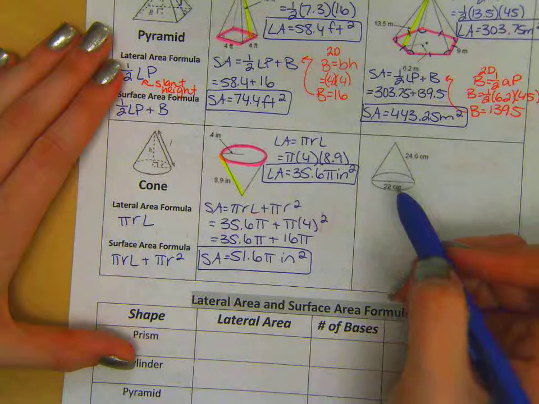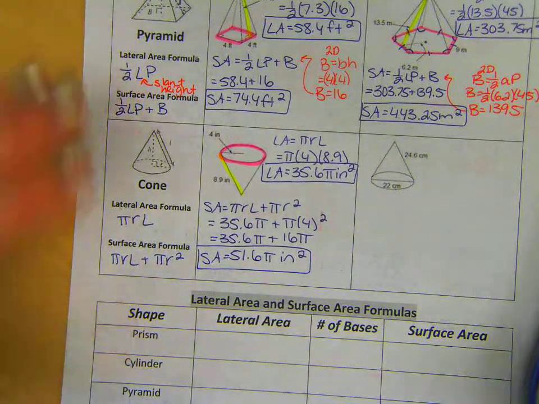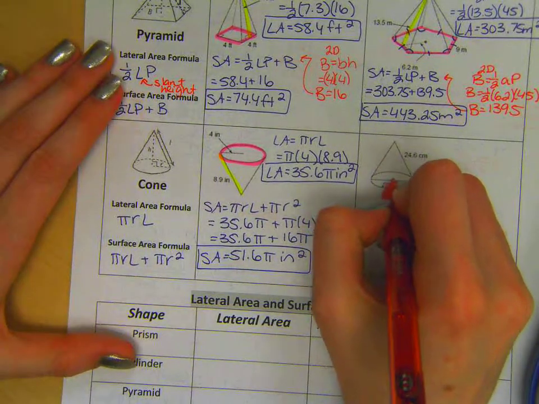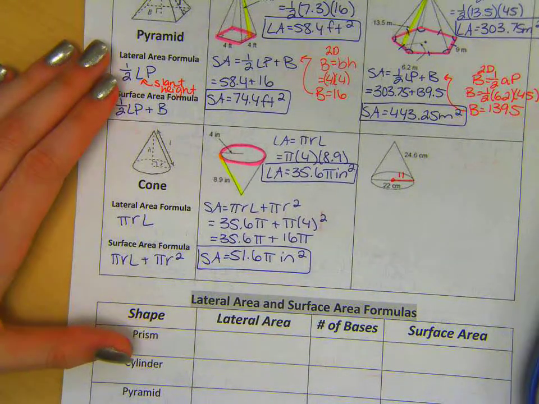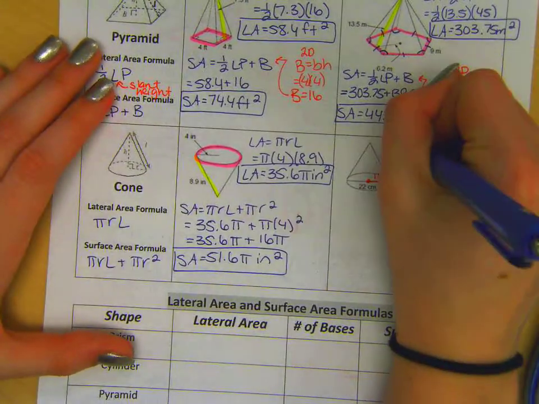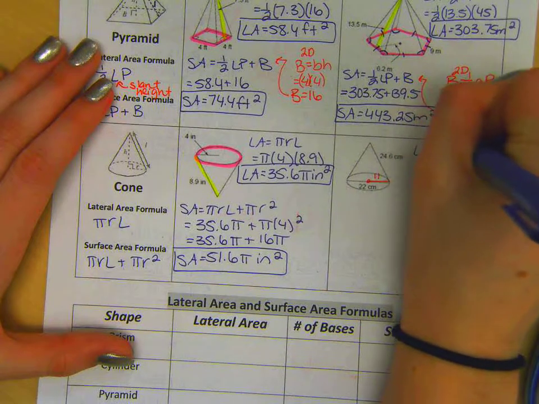This one is similar. We have everything that we need except we're given the diameter, so we want to think about what the radius is instead. The radius would be 11. So we're going to plug our pieces in. Lateral area is pi RL.